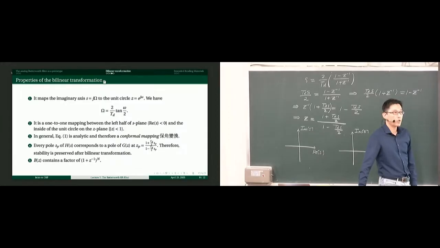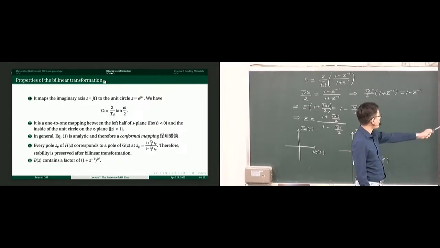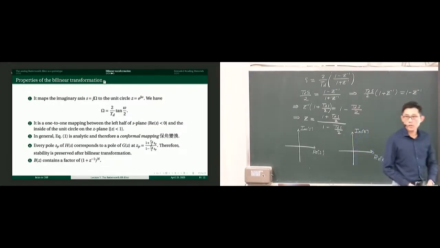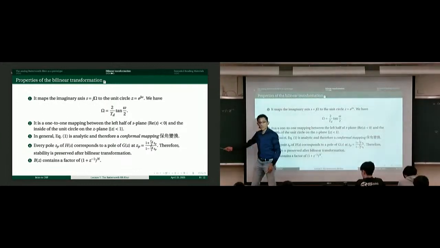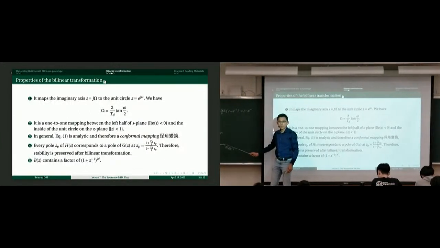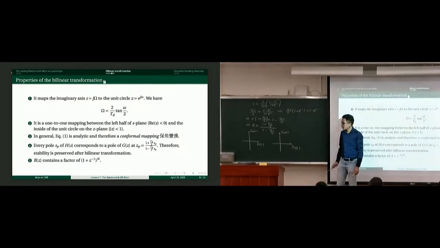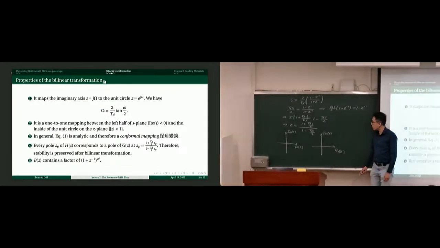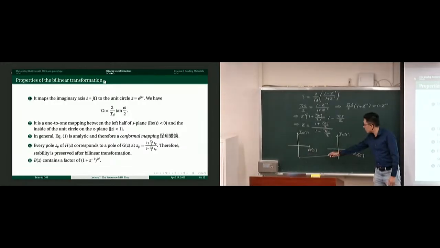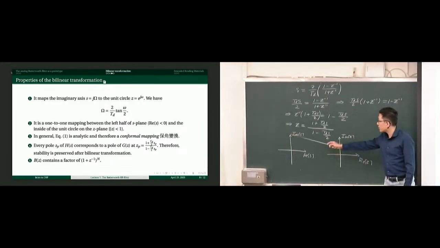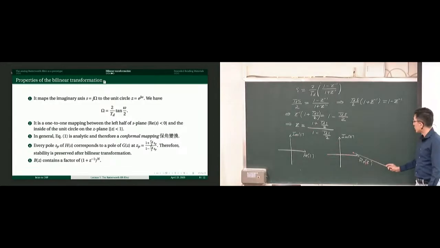Why can we call this a design? There are a few properties that we can be aware of. The first property is that since bilinear transformation is a mapping between S and Z, the first most important property to know is that the imaginary axis in the S-plane will be mapped to the unit circle of the Z-plane.